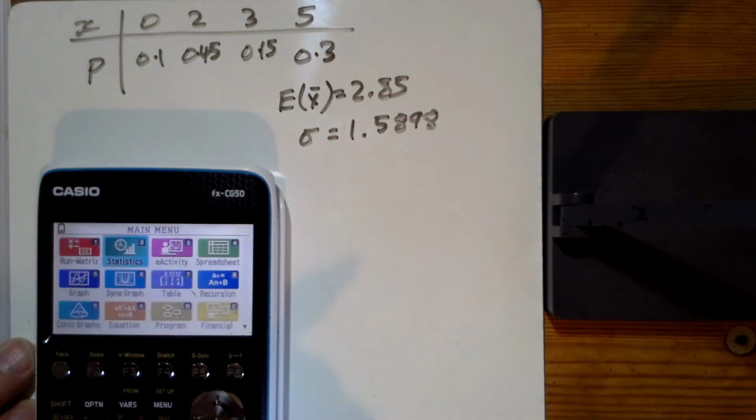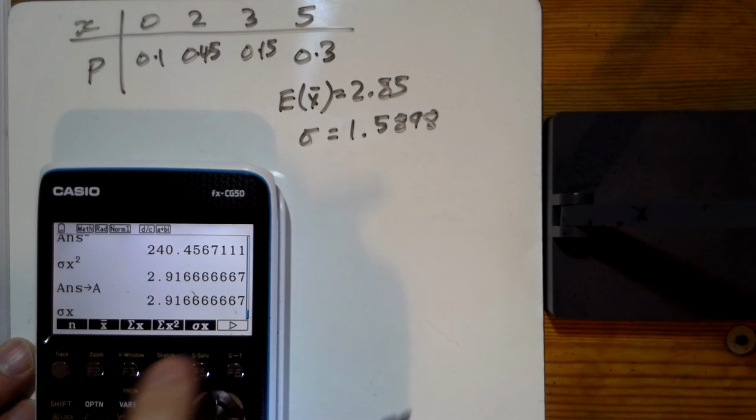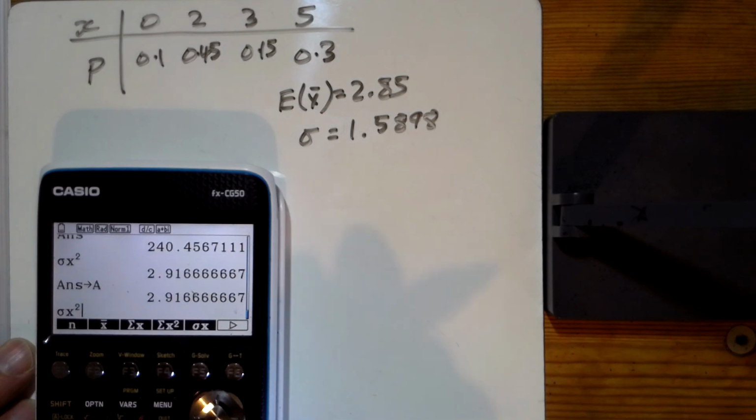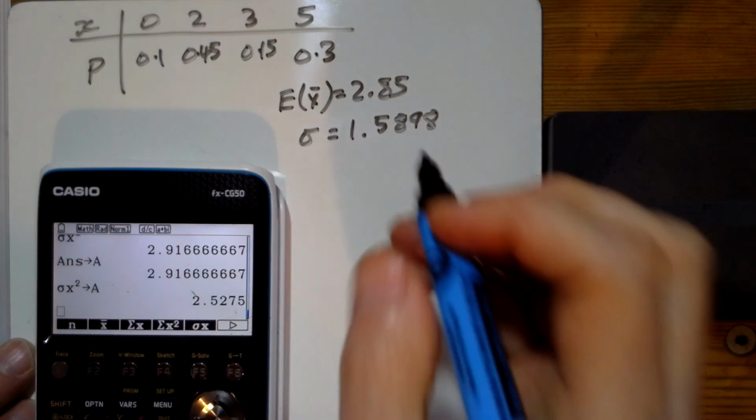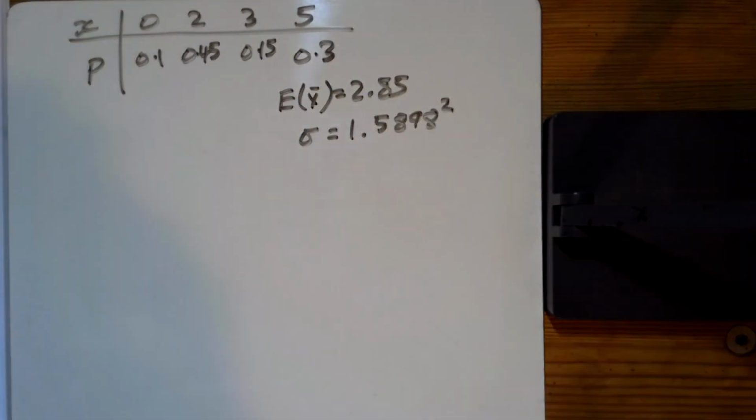And I'm going to go back to menu 1, and I'm going to bring that up. Options, not options, variables, statistics, x standard deviation, and I'm going to square it and put that into a letter. And so I now know what my variance is going to be when I go on and do this.